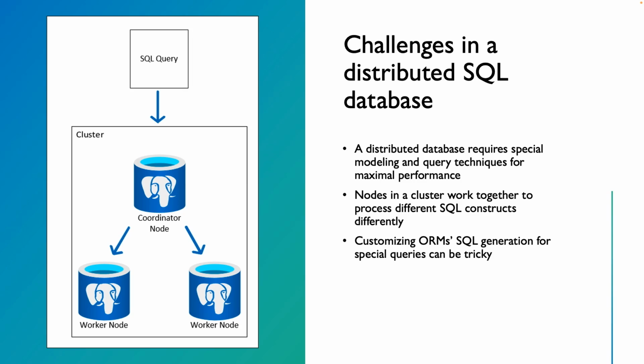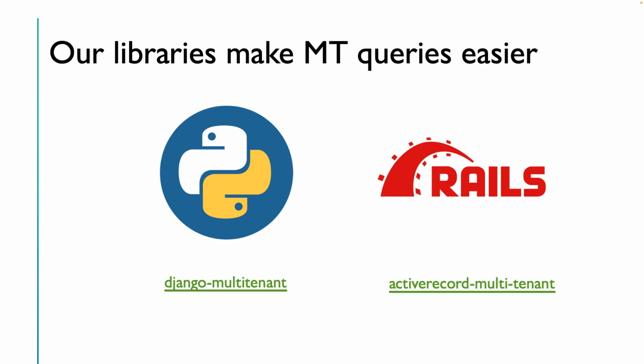And combine that with the fact that when you're behind an ORM, it's generating that SQL for you. It's difficult to make those customizations sometimes. You're hiding behind that higher level interface. So we need something to bridge the gap. We've made two libraries so far, just two. One is for Django multi-tenant. One is for Rails, Active Record multi-tenant. They allow you to write code in a way that you normally would, but translate your queries, the SQL that's generated, to fit really well with that distributed data.